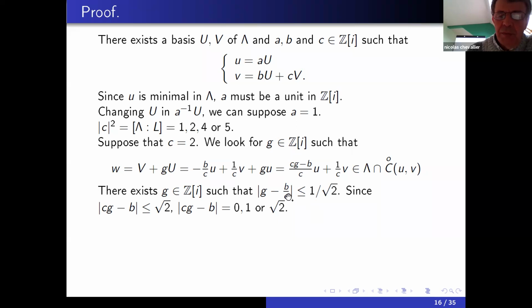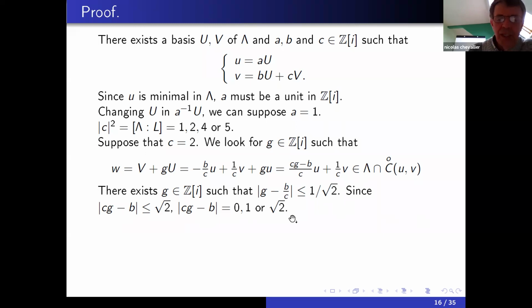You look at the ratio B over C, and there is a Gaussian integer G which is at a distance less than 1 over square root of 2 from this ratio. Then this Gaussian integer has a modulus smaller than square root of 2, because we just multiply by C equal to 2. And this means that this modulus is 0, 1, or square root of 2.